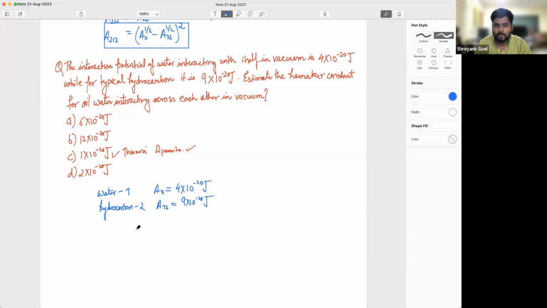Now we need to estimate the Hamaker constant of oil and water in vacuum. So that is A12. We just need A12. There is no medium in between the two. We just need 1 and 2, and that is in vacuum. So the medium is vacuum, so that's why it's A12. A12 means (A11 into A22) to the power half, so it becomes (4 into 9) to the power half into 10 to the minus 20. So what it becomes is 6 into 10 to the minus 20 joule. The correct option is this.